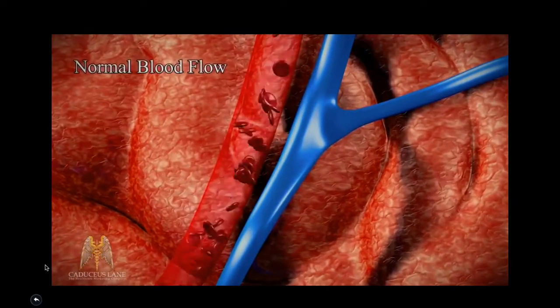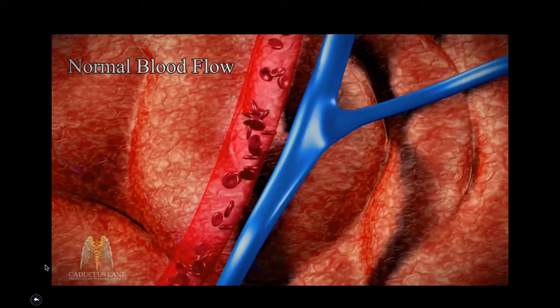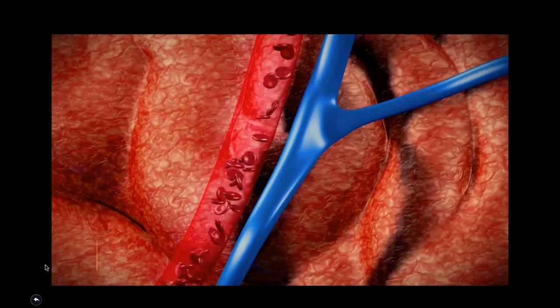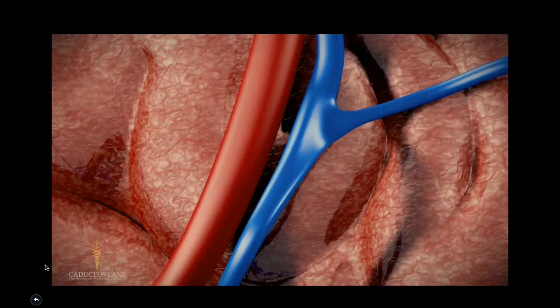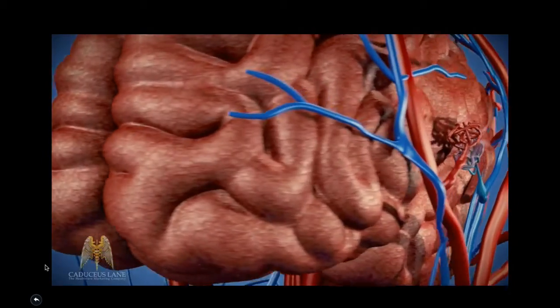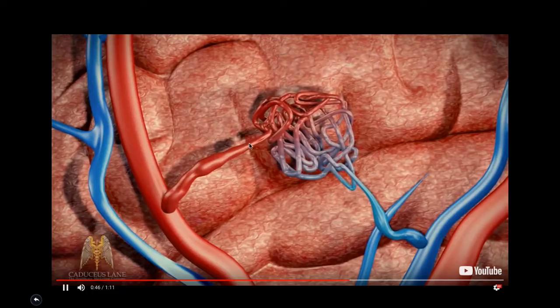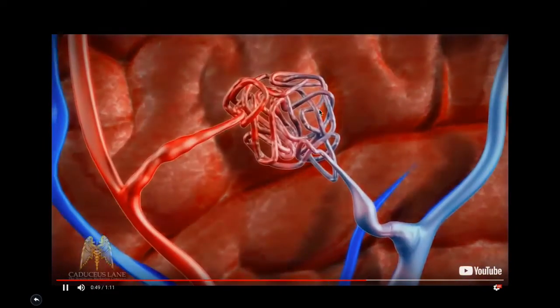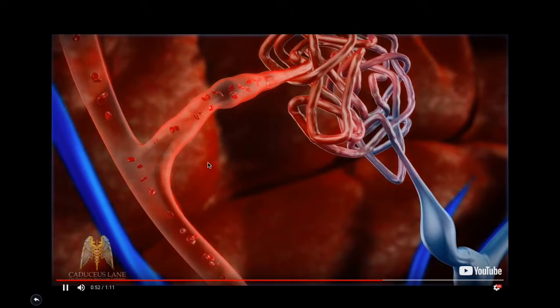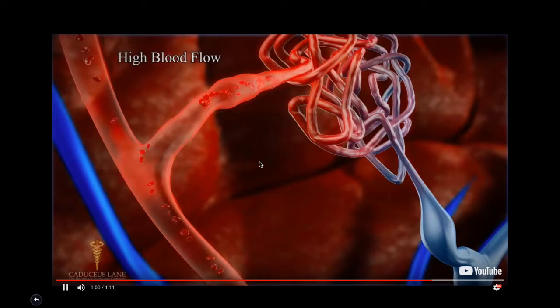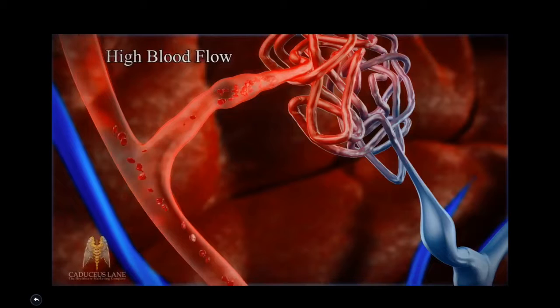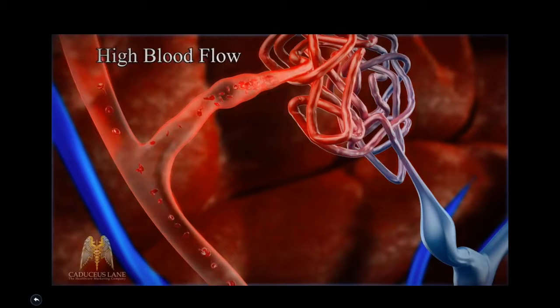Here is normal flow. No connection between the arteries and the veins. But here we can observe an AVM, where blood diverts directly from the artery to the vein with no capillary interposition, with an increased blood pressure, which affects normal brain tissue.